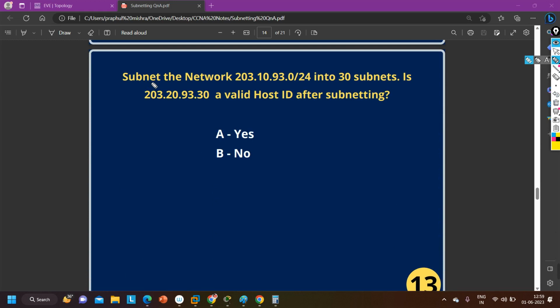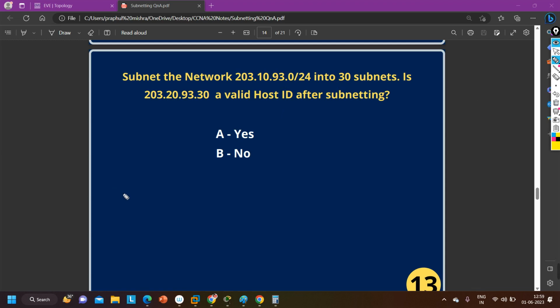Here is the next question. Subnet the network 203.10.93.0/24 into 30 subnets. Now you need to divide this network into how many parts? Into 30 parts. After that, is this IP address a valid host ID after subnetting or not? So first you need to divide it into 30 parts, and then find whether this IP address is valid or not.